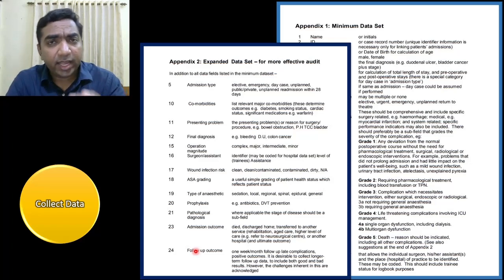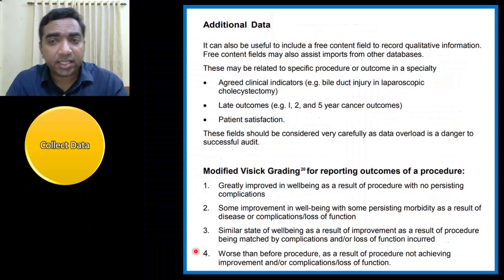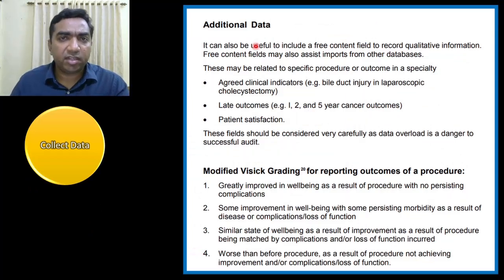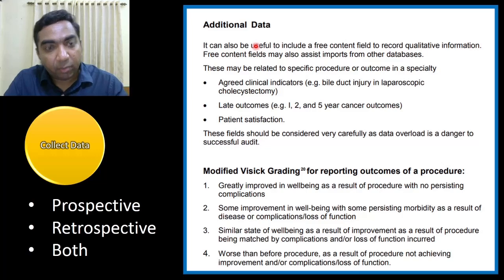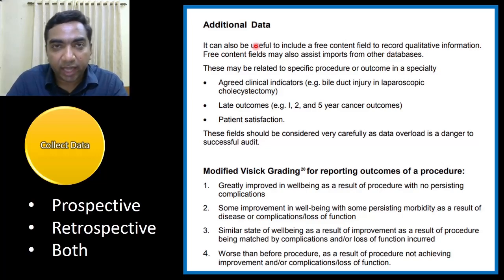Suppose we are studying a specific part of surgery, we can have additional data. Depending upon our study, we can see which are the clinical indicators and add the additional data. So this data can be collected in a prospective manner, a retrospective manner, or a longitudinal manner.